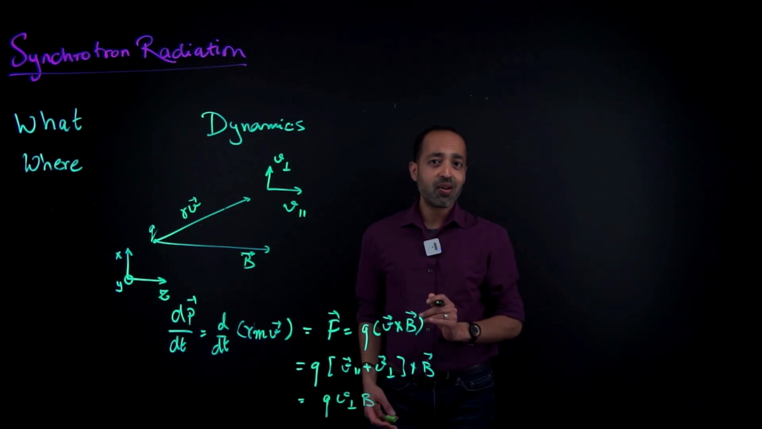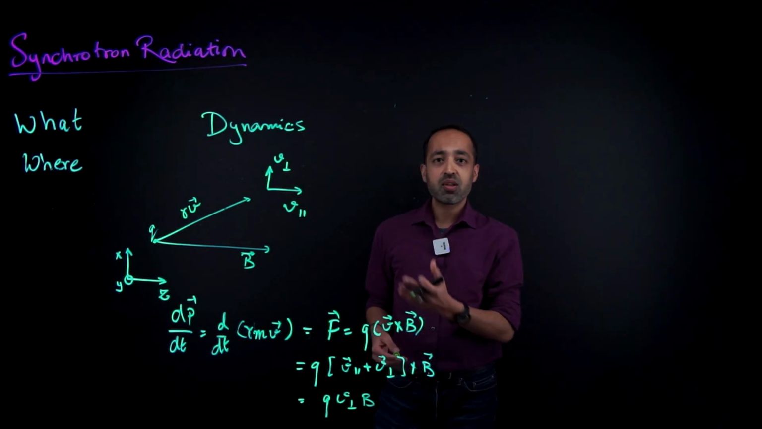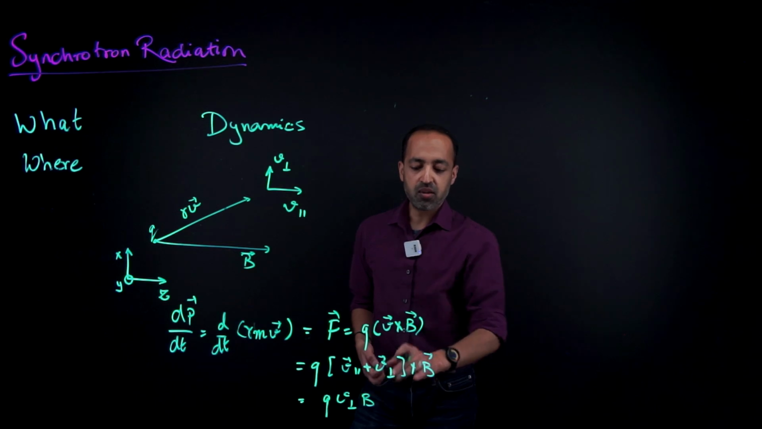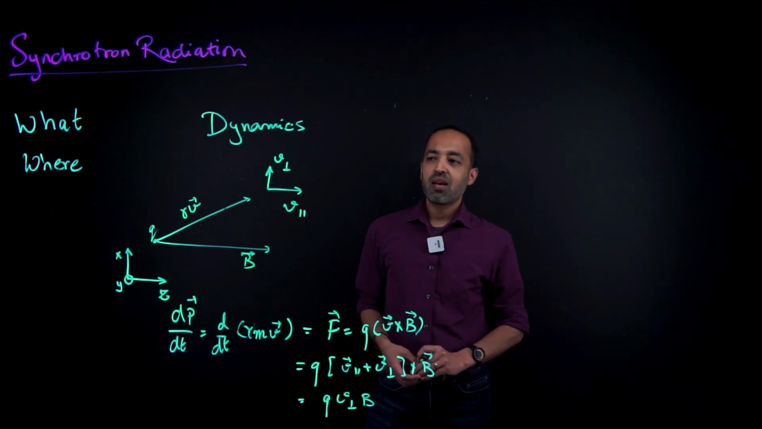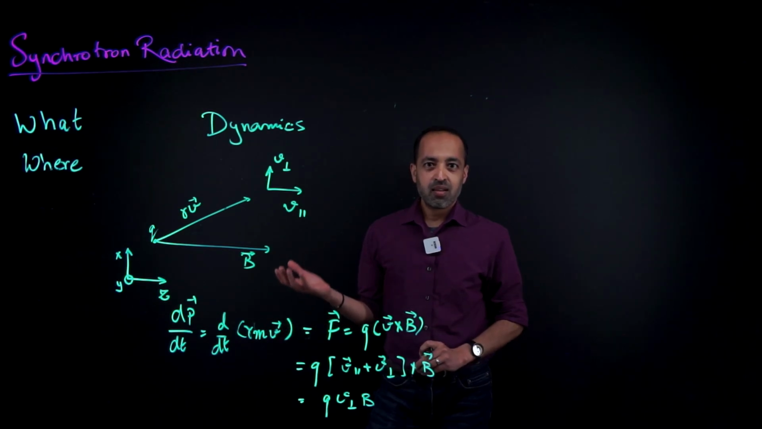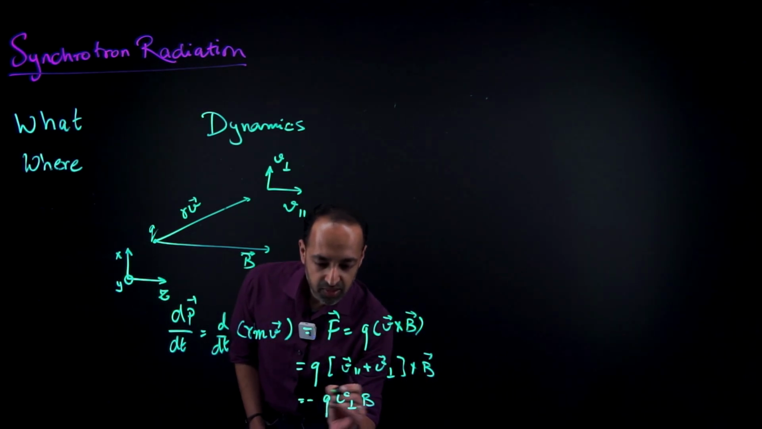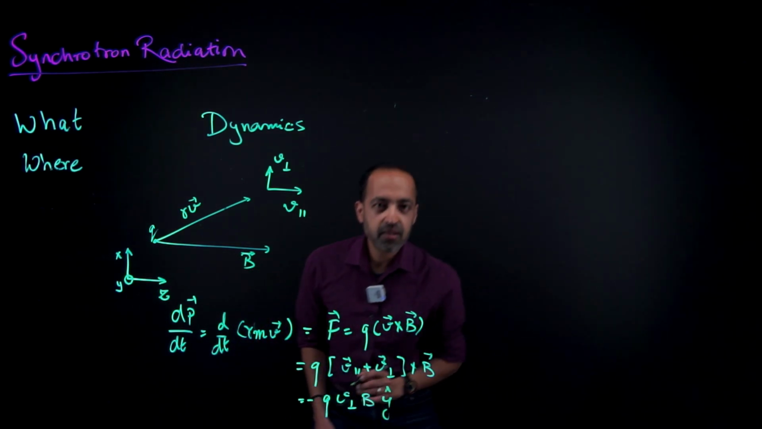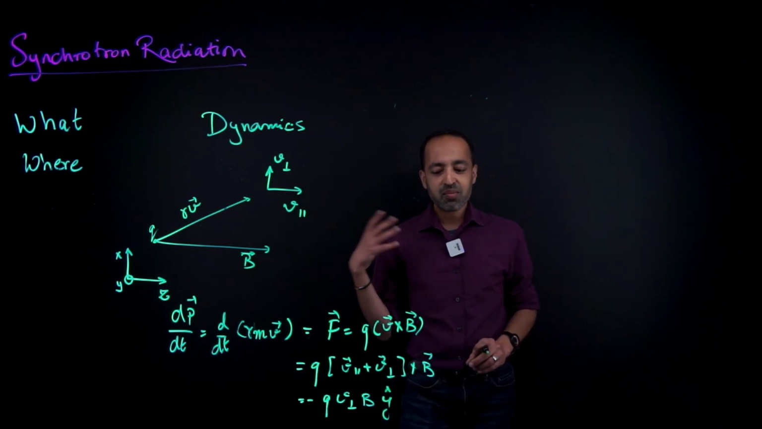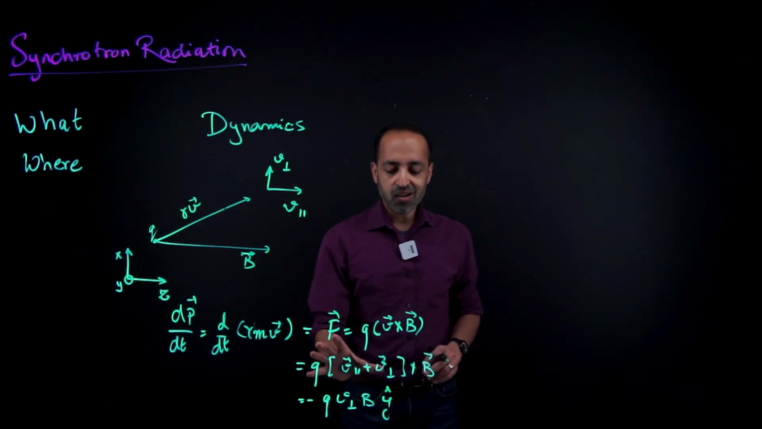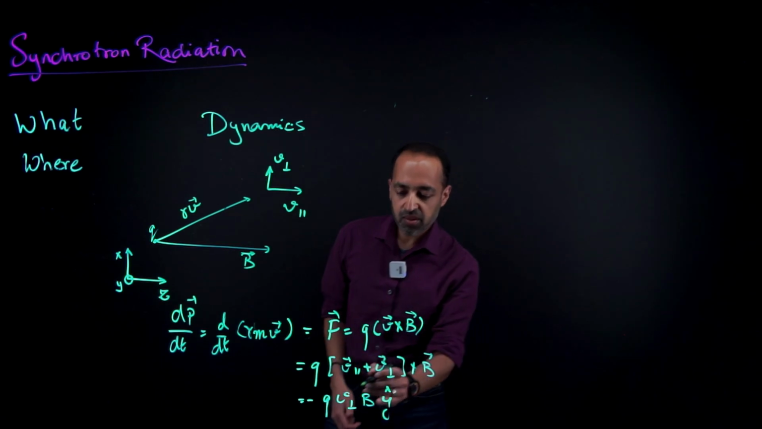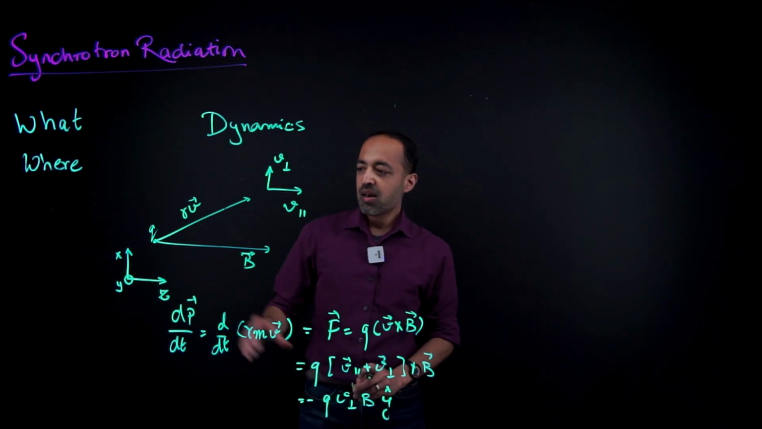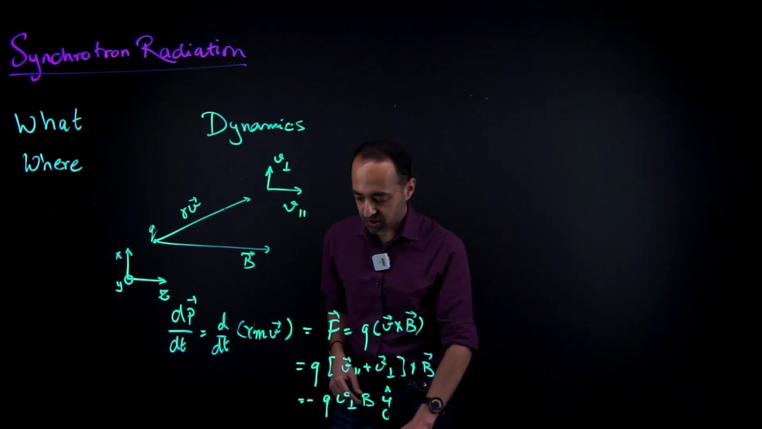And what is the direction? To figure that out, you take the V perpendicular cross B, and you will see that it is in the minus y direction. So this is minus y hat. That's not necessarily going to be immediately relevant, but as we think about the dynamics, it's useful to keep that in mind. So the magnitude is Q V perpendicular B, and the direction is in the minus y direction.